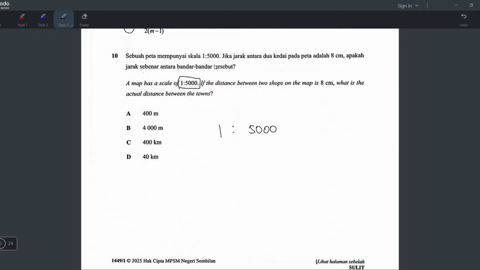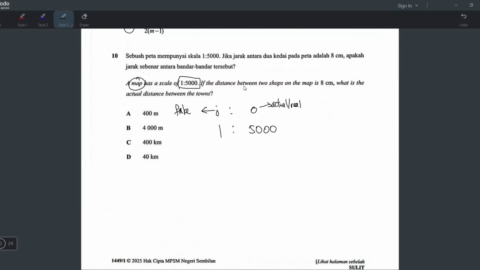You have to know that when you write the scale, it is always image ratio object. The image is the fake distance, or the fake size. The object is the actual size, or the real size. So you can see the fake size is just 1 ratio, but the actual is 5,000. It makes sense, right? Because this is a map. When you draw a map, usually the map will be smaller than the actual size. It can't be that your map is bigger than the actual size.